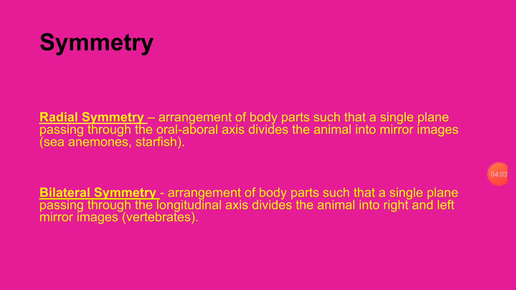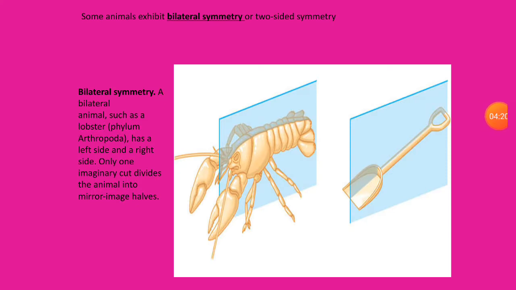Next type is bilateral symmetry. It is an arrangement of body parts such that a single plane passing through the longitudinal axis divides the animal into right and left mirror images. Example, vertebrates. In this image, you are going to study bilateral symmetry. A bilateral animal such as a lobster. One more example is human beings. It has a left side and a right side. Only one imaginary cut divides the animal into mirror images or halves.